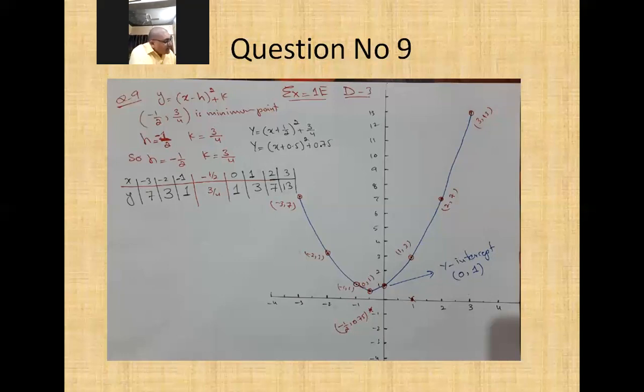So then he says, sketch the graph of this equation, indicating the coordinates of the point of intersection of the graph with the y-axis. So when the graph cuts the y-axis, you can see this is that point, and its coordinates are clearly 0, 1. So that is question number 9 of the exercise 1E. Hopefully you have understood. This portion was a little tricky.